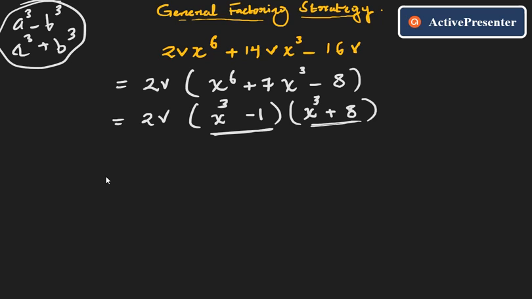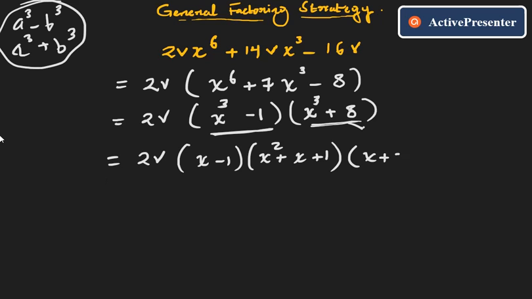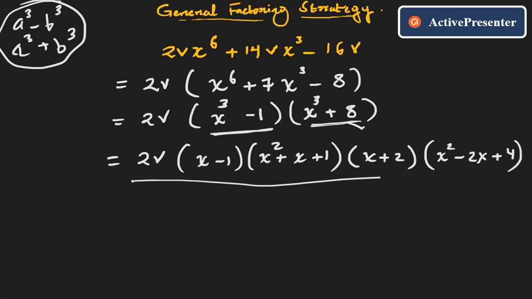So this is equal to 2v. Here we can say x minus 1 multiplied by x squared plus x plus 1, right? Also this one can be factorized into x plus 2, and here we put x squared minus 2x plus 4. Now you should be done with your factorization. But before that, ask yourself whether this can be factored more or not. If it is not, you should know that you are done.